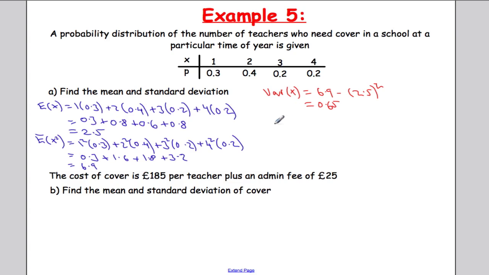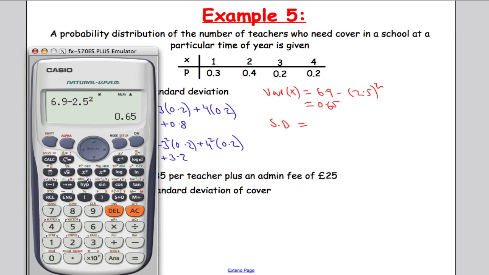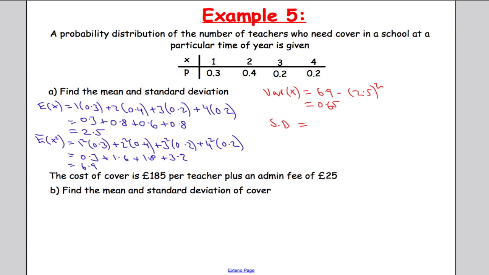So that's the variance. So to get the standard deviation, standard deviation equals the square root of the variance. So take the square root of my answer and I get, let's do it to 3 sig fig, 0.806. Okay, so we got the variance and standard deviation there. Okay, let's look at the next part.